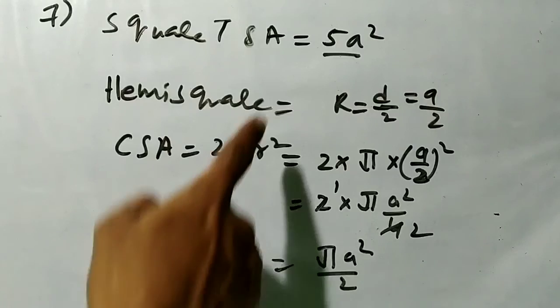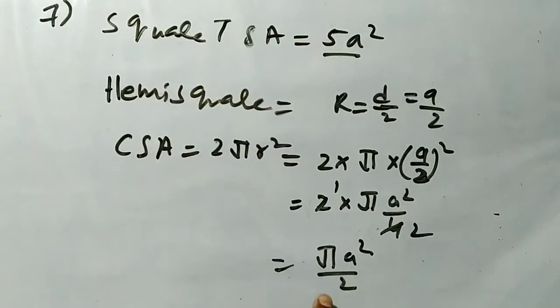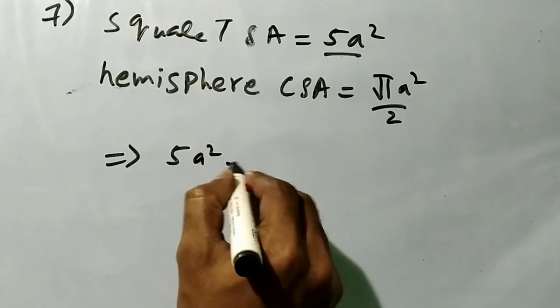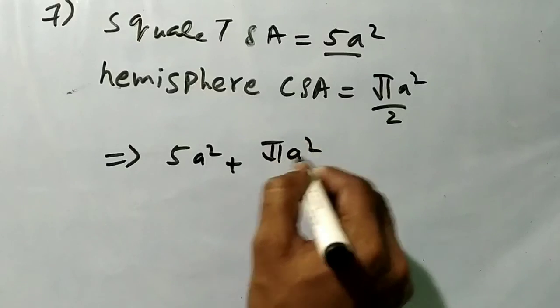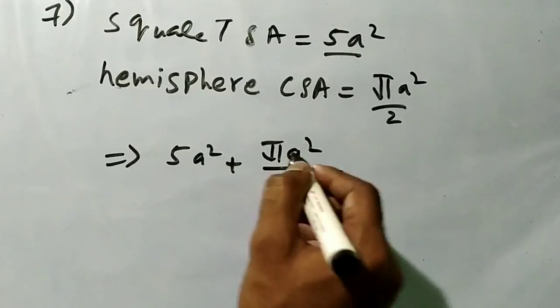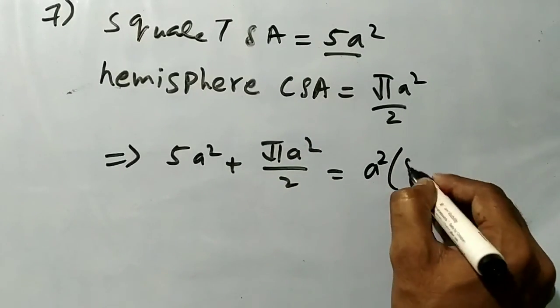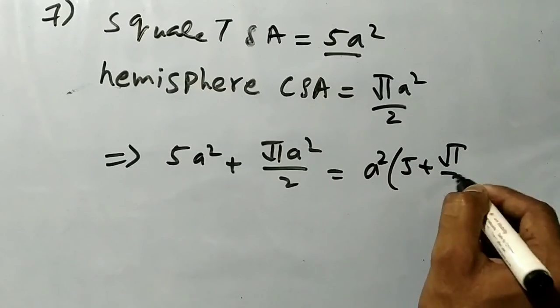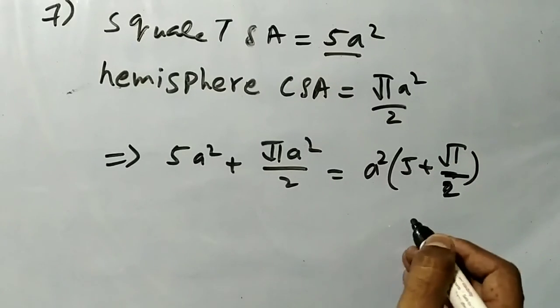By adding 5a square and pi a square by 2, we get the answer. So 5a square plus pi a square by 2. Here a square is common. If we take a square as common, we get 5 plus pi by 2. This is the answer.